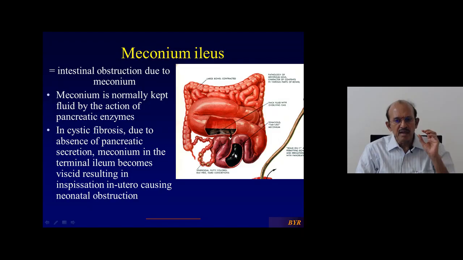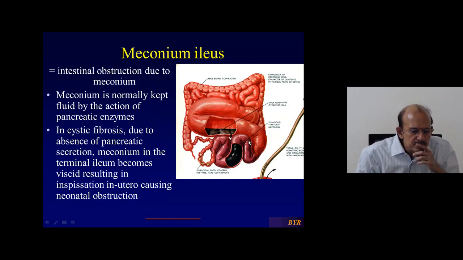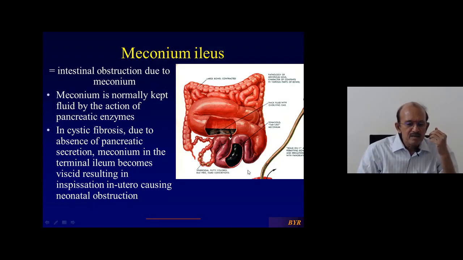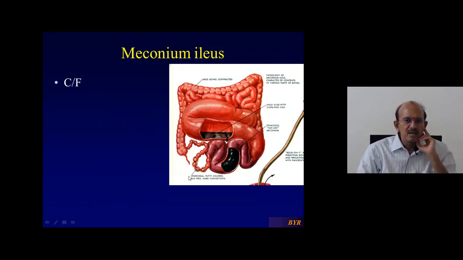So all this becomes thick, hard, stone-like, and because it is viscid, it gets stuck to the mucosa of the ileum. The mucosa of the ileum is very thickly adherent to this meconium. So it blocks the intestines. So there will be intestinal obstruction in the fetus itself. Yes, of course, that is due to the mutation in the genes.